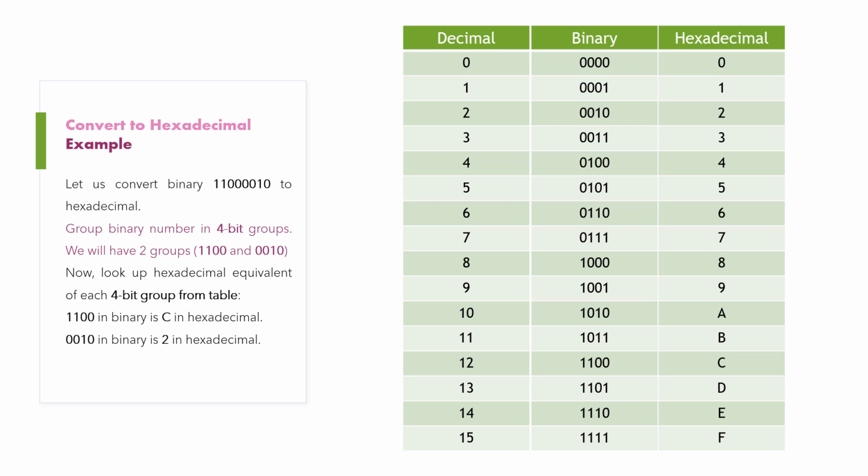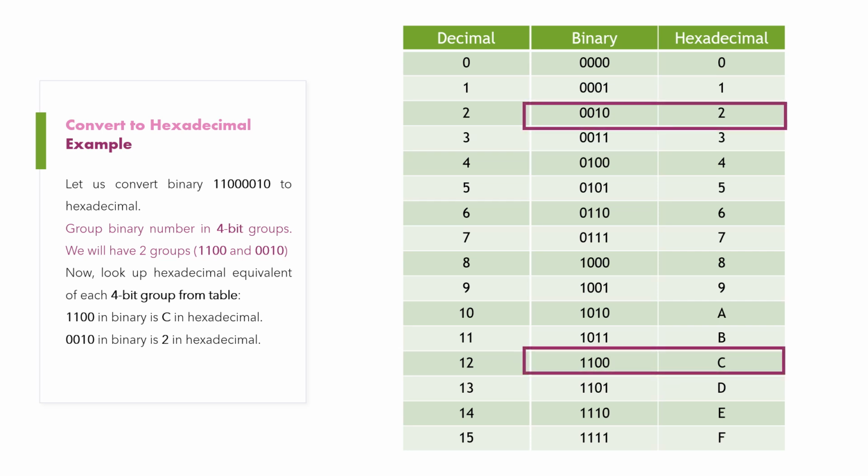Then we are going to look up the hexadecimal equivalent of each group from the table that you see on the screen. In the table, we can find out that 1100 in binary is equivalent of C in hexadecimal, and 0010 in binary is equivalent of 2 in hexadecimal. When we put them together, then binary number 11000010 will be C2 in hexadecimal.